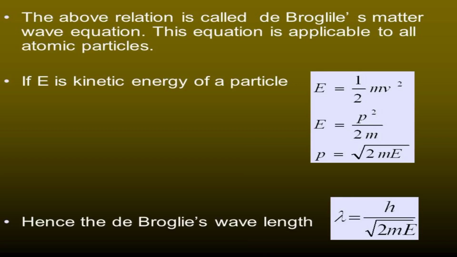This equation is applicable to all atomic particles, and if E is the kinetic energy of the particle, then E is equal to half mv square, the formula of kinetic energy. After that, E is equal to p square by 2m, p is equal to root of 2mE. Hence, the de Broglie wavelength lambda is equal to h by root of 2mE.